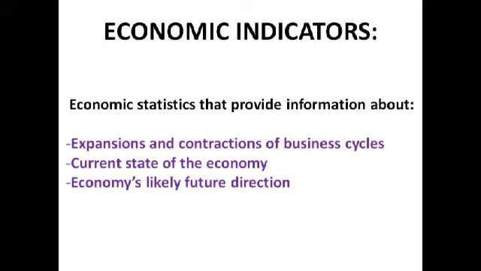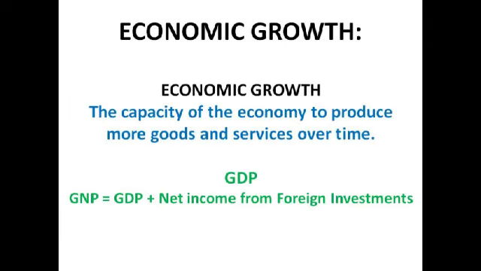Economic indicators. When you receive your paper in the context, the first source in each context tends to be some economic statistics, and these are essentially economic indicators. They provide information about the expansions and contraction of business cycles, the current state of the economy. For example, it might tell you about employment, inflation, growth, stuff like that. And also from this you can work out the economy's likely future direction, so you'll have predicted statistics for the future. The reliability of these is often called into question, but we don't need to know too much about that at AS level.